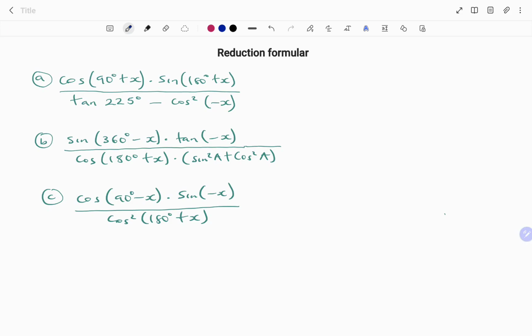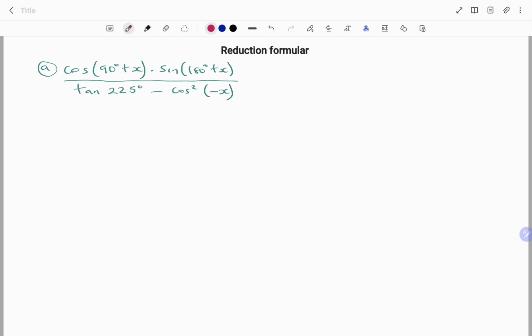Today we're going to learn how to use the reduction formula to solve the following trigonometric expressions. In the first example, we have cos(90° + x) times sin(180° + x), all divided by tan 225° minus cos²(−x). We're going to be using a CAST diagram.